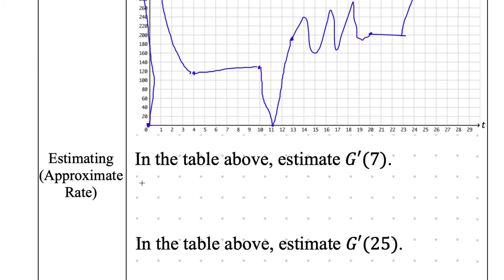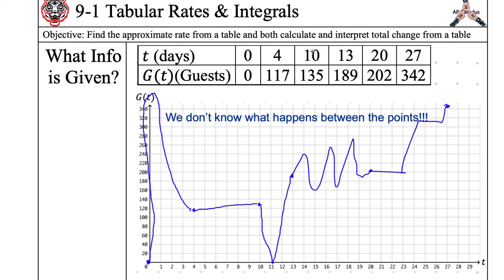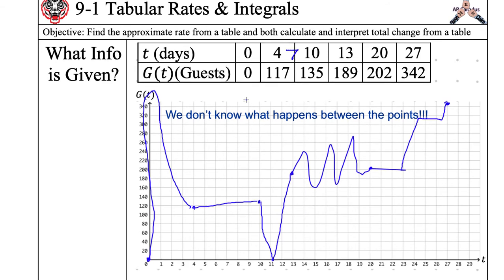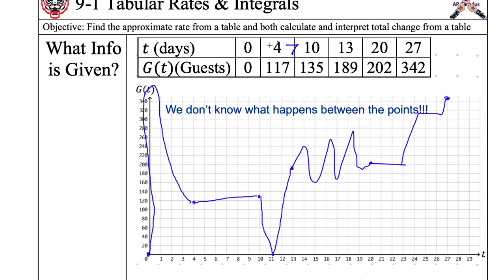Let's write it down. The formula that you learned back in Unit 1 was g prime of 7 can be approximated by whatever is to the left and the right of 7. Where's 7 in the table? Between 4 and 10. Circle both 4 and 10. The numbers that we're going to use are the numbers on the side of 7, so 4 and 10. So I'm going to say g of 10 and g of 4.